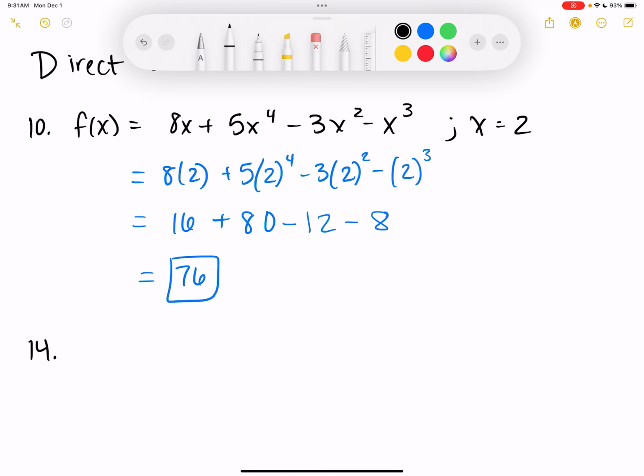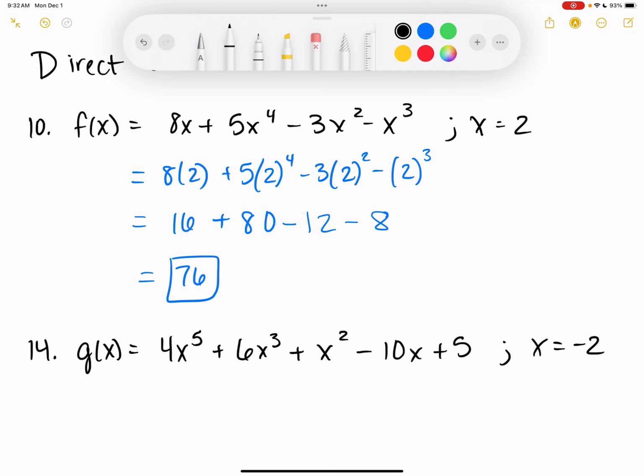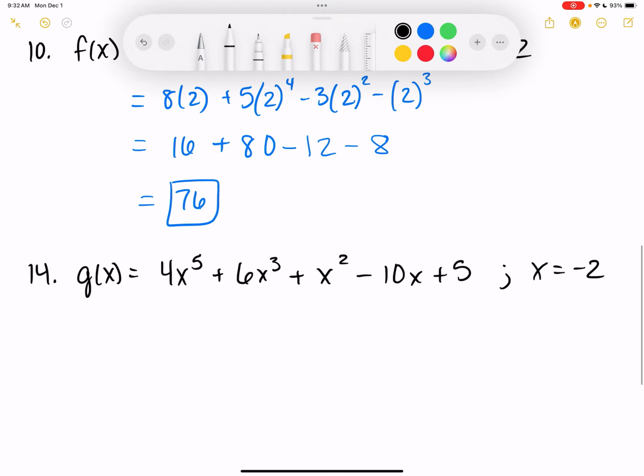Number 14, g of x equals 4x to the fifth plus 6x cubed plus x squared minus 10x plus 5. x equals negative 2. Fortunately, they're pretty much giving you smaller numbers to deal with just because in theory you're supposed to be doing this without a calculator.